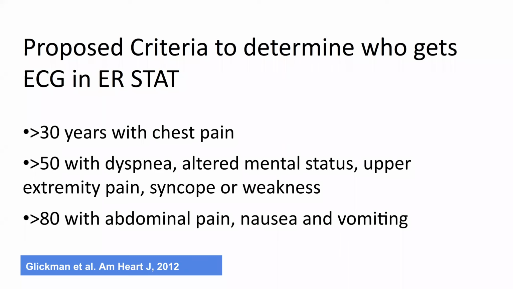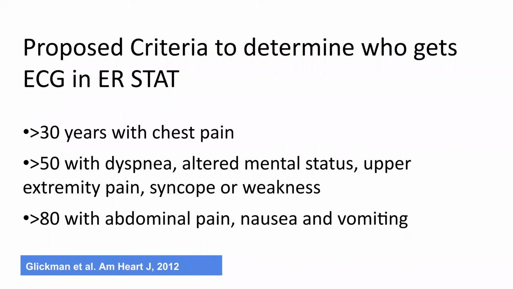So any patient above 30 who says they have chest pain would immediately trigger performance of an EKG before evaluation by the physician. In patients above the age of 50, any shortness of breath or altered mental status or upper extremity pain or syncope or weakness would trigger ECG performance. And in the very old, you add other symptoms like abdominal pain, nausea, and vomiting. The whole idea behind that is to make sure that you do ECGs in all patients who potentially have STEMI, including those who come with atypical presentations.